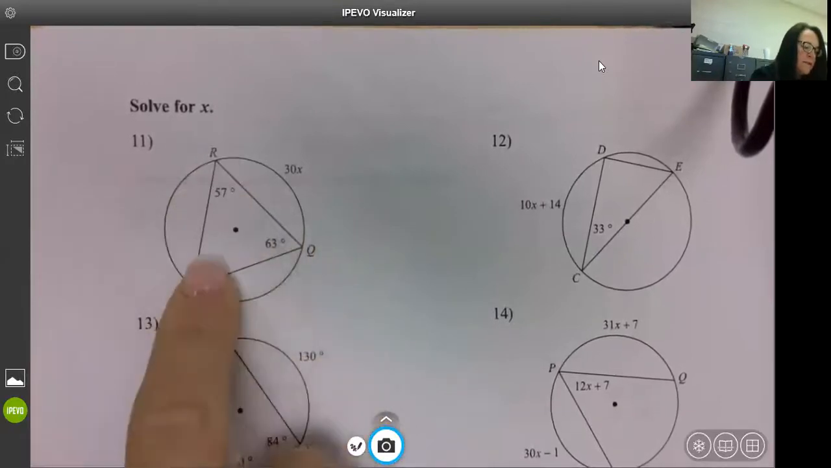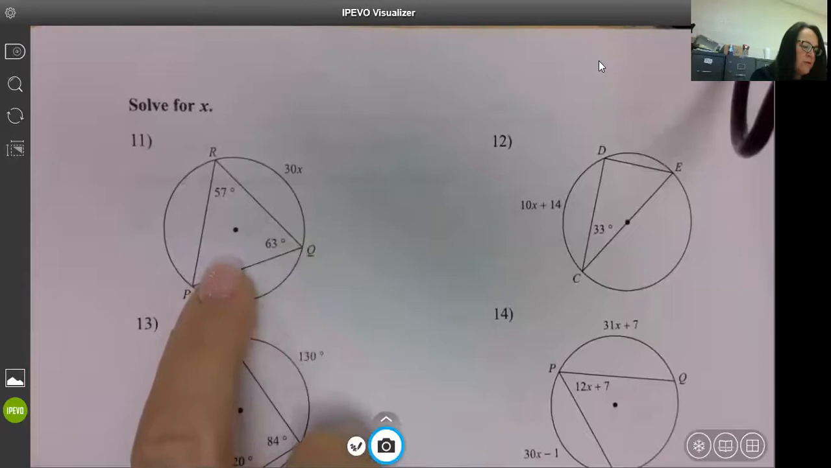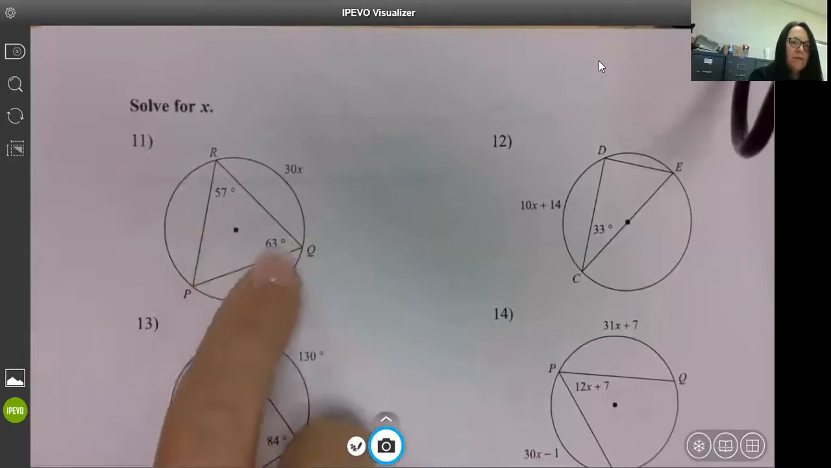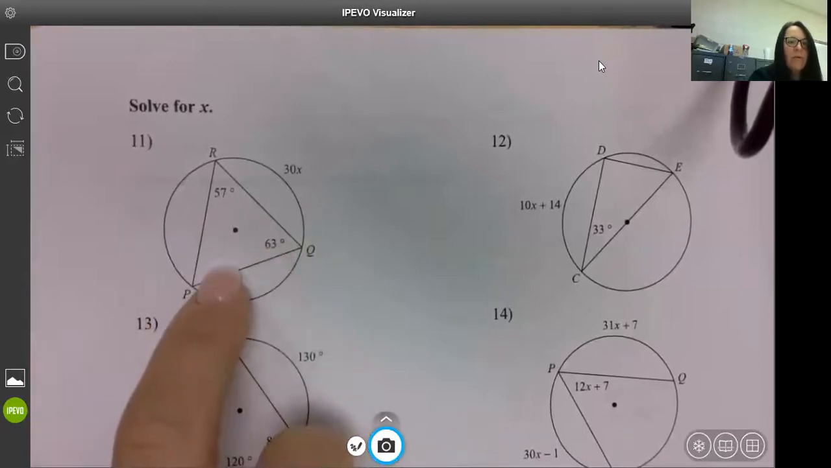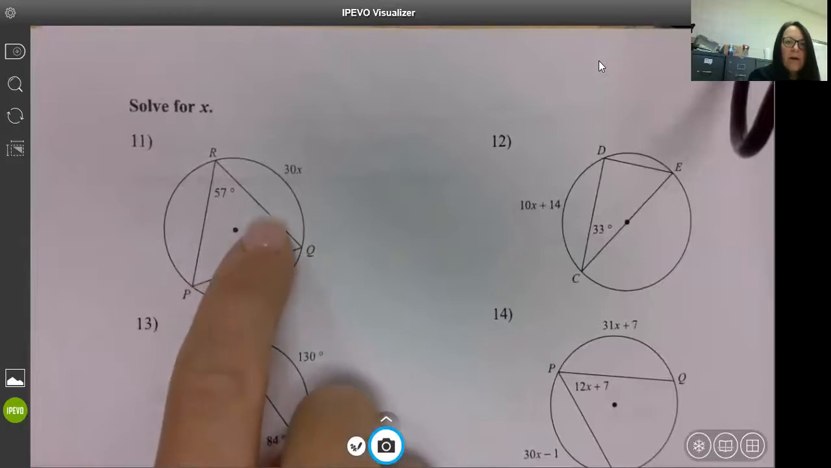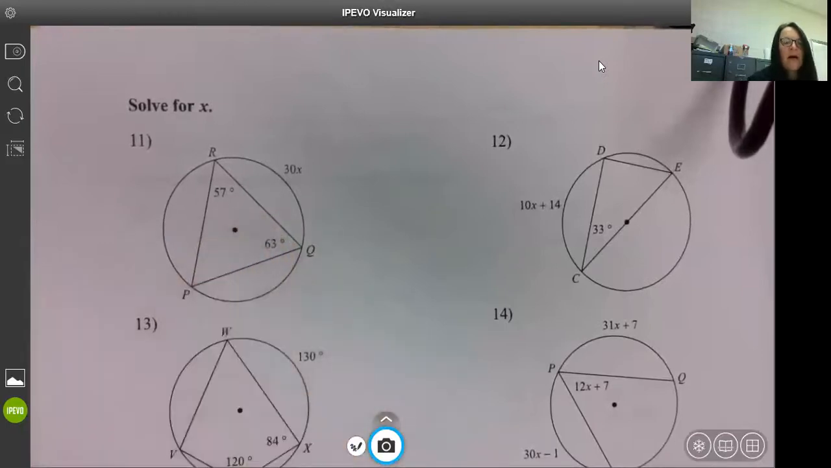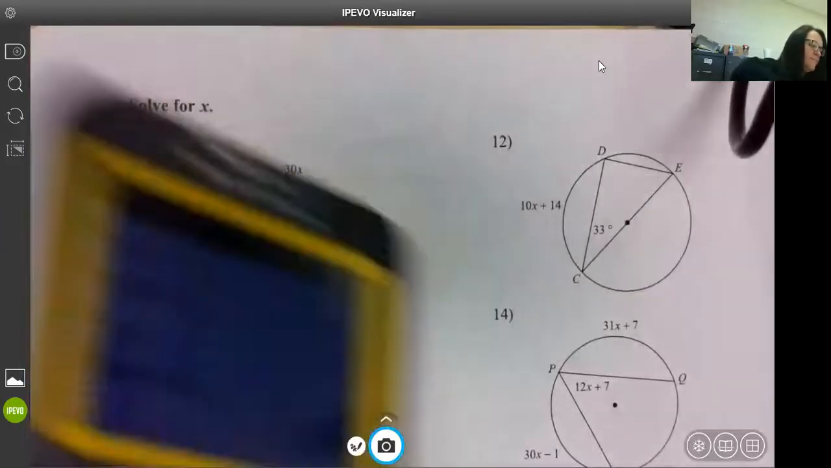Or you can see that this is a triangle and you could subtract these two from 180 to get this other triangle. And then remember that the angle is half the arc. So I'm actually going to do it that way. I don't care which way you do it. It's up to you. So I'm going to use the triangle.